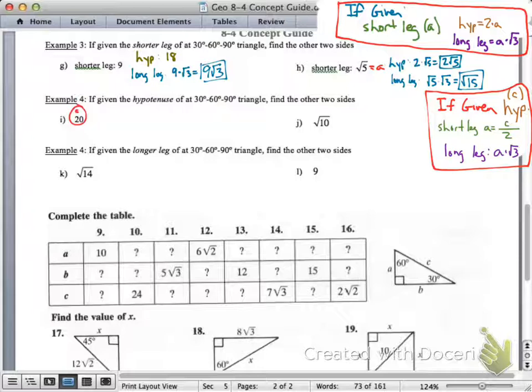You always use the short leg. Write that on the top of the page here. Always use the short leg. Okay, so if the hypotenuse is 20, how do you find the short leg? You divide by 2. So if the hypotenuse is 20, the short leg is 10.